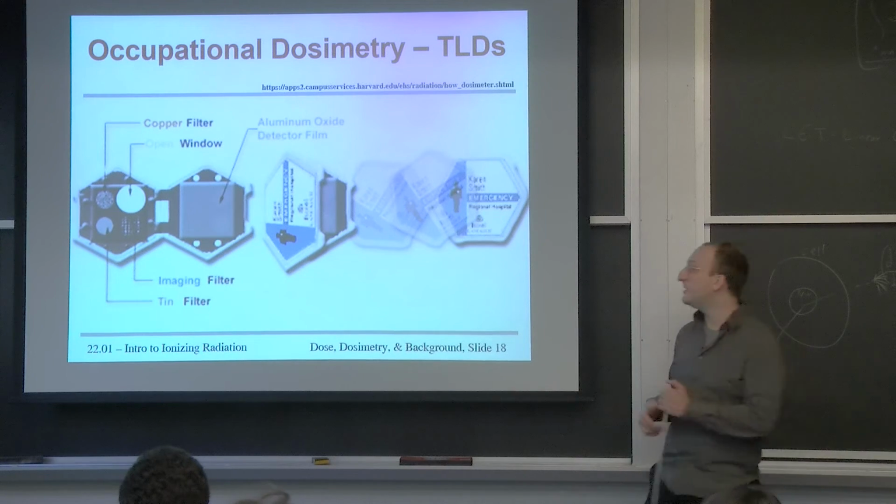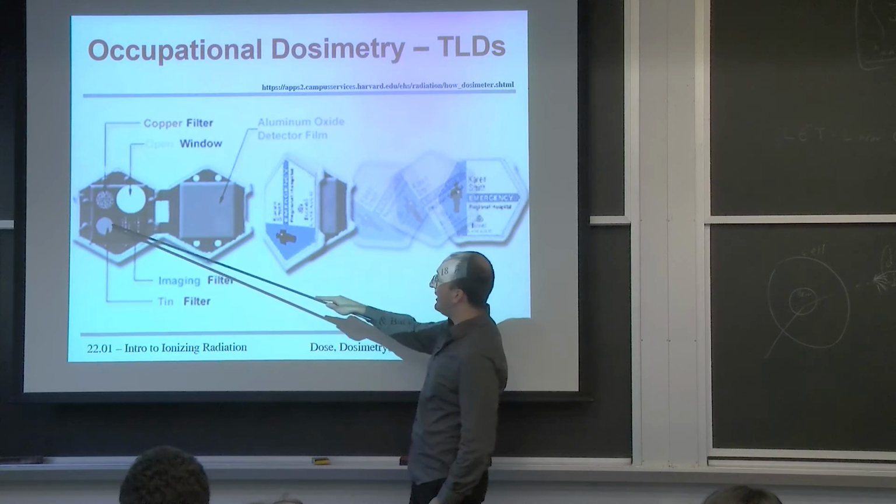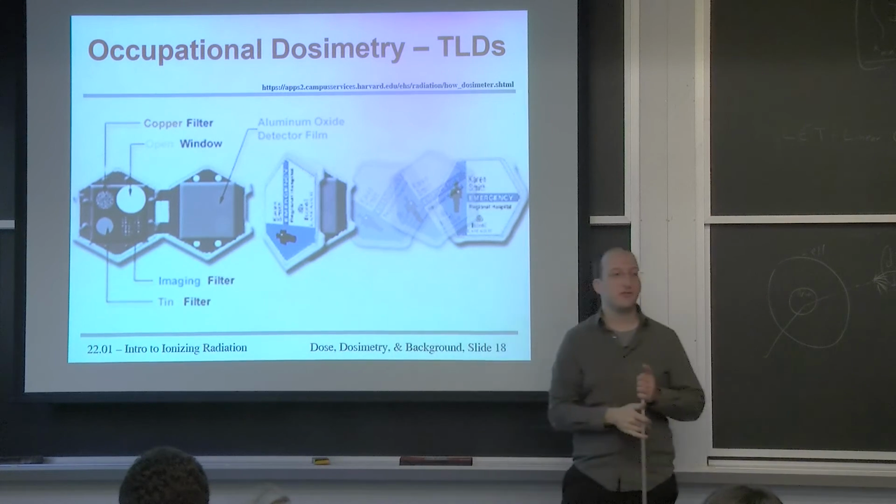One works for betas, because betas can get through the little hole in the detector, whereas this may help you figure out gammas or neutrons of different energies.